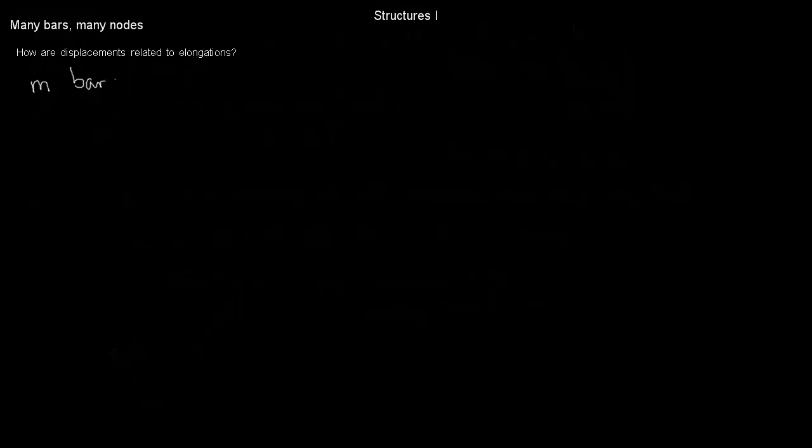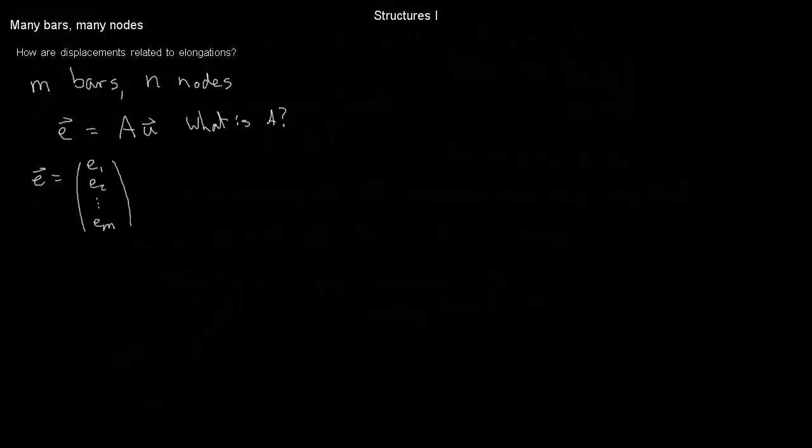So let's say that I have m bars, and they connect n nodes together. Again, these nodes are universal joints that swivel in any direction, and the bars are like very stiff springs that don't bend. So the elongation vector, the vector full of elongations of each bar, should be related to the displacement vector, the vector full of displacements, by some linear equations. And the question is, well, what matrix expresses that?